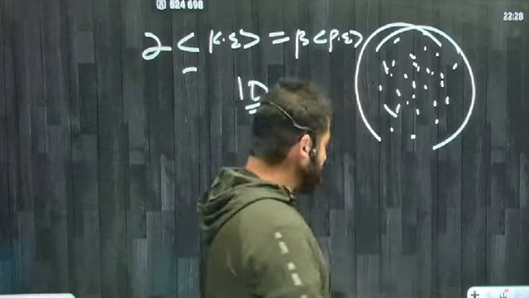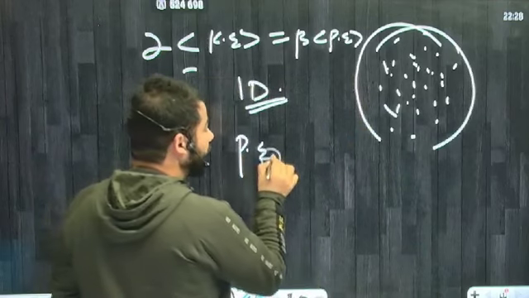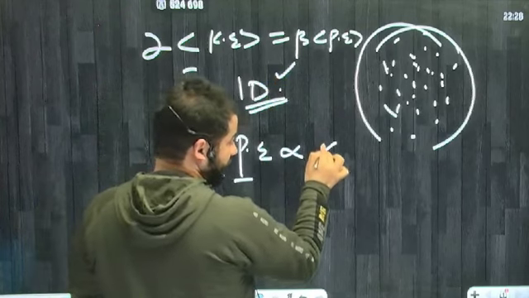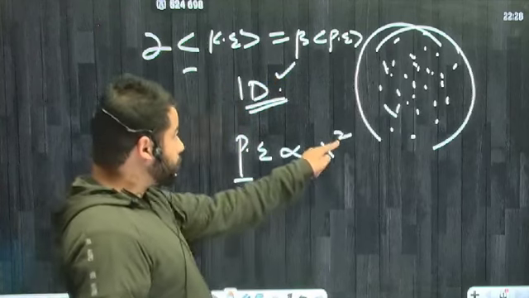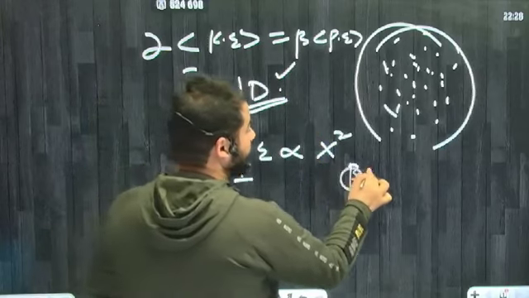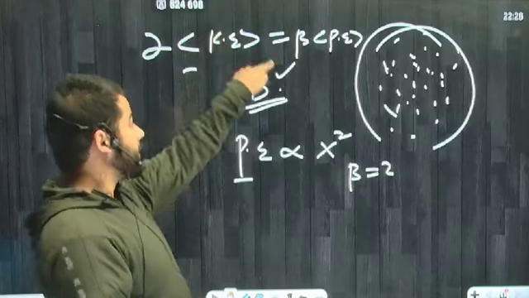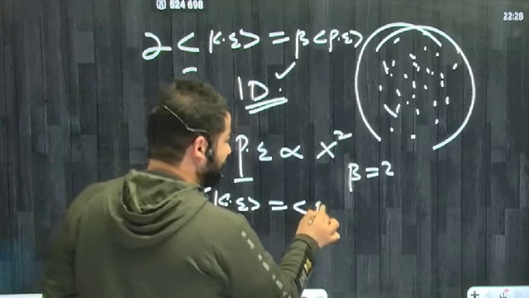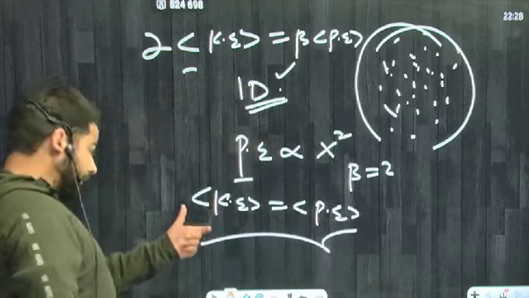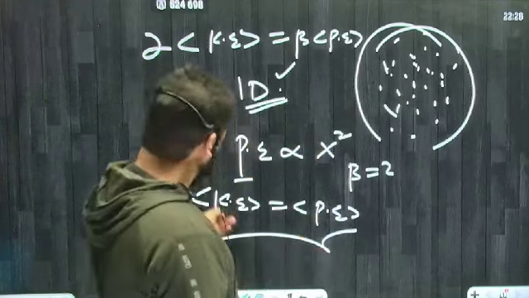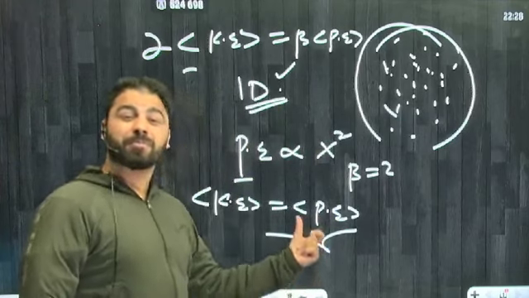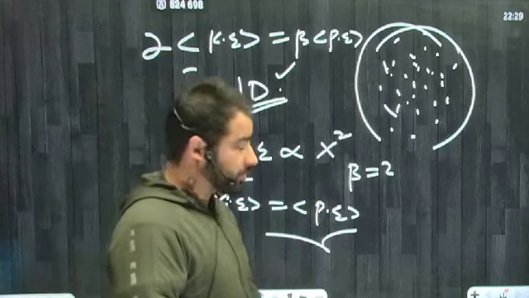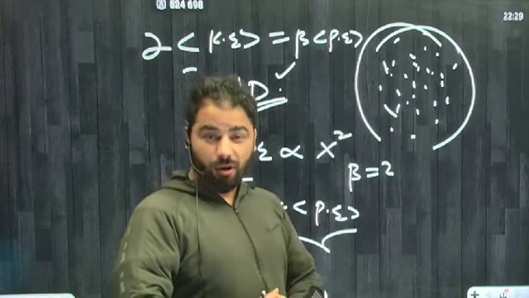Now I know one thing: how potential energy varies with distance. In the case of 1D SHM, potential energy is proportional to the distance squared, right? So this beta is 2. If I put the value of beta in the given equation, very interesting: when we talk about the oscillator system, kinetic energy is always equal to potential energy. More essentially, the average of kinetic energy is equal to the average of potential energy for what is known as the oscillator system.